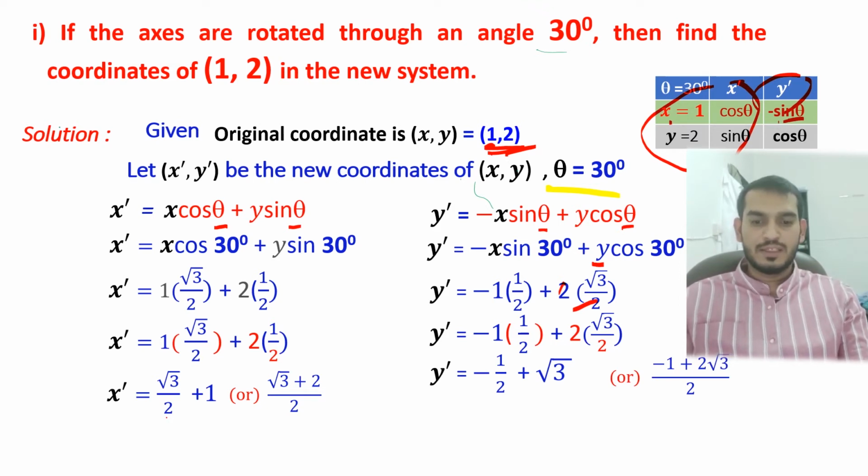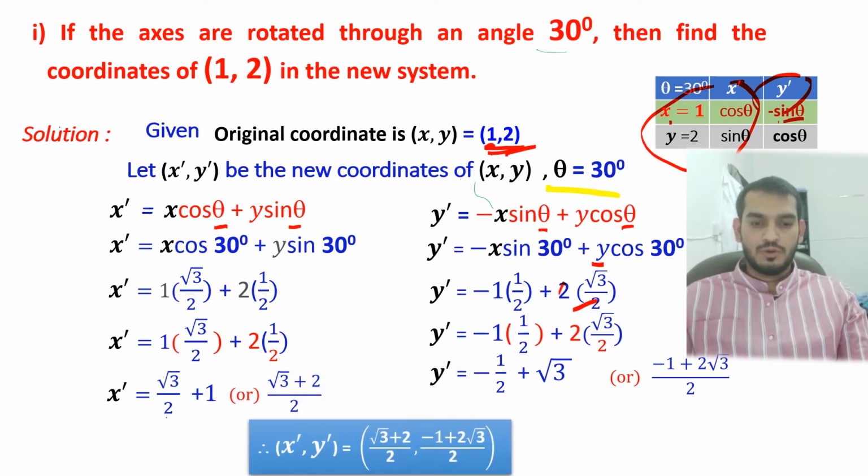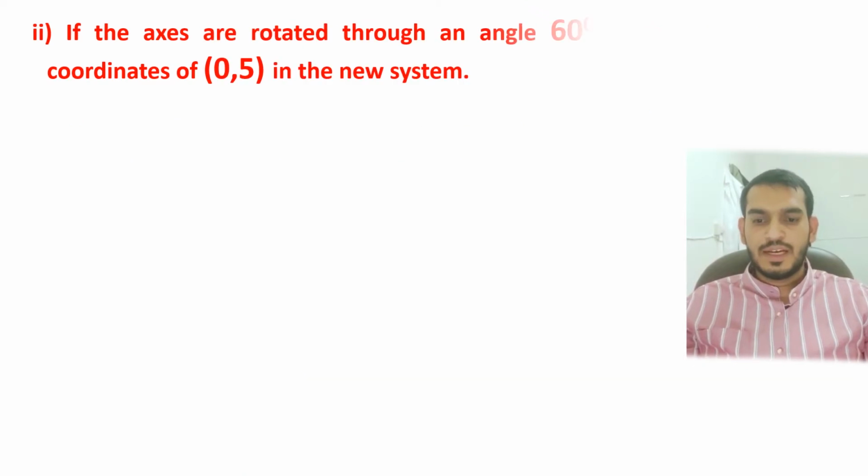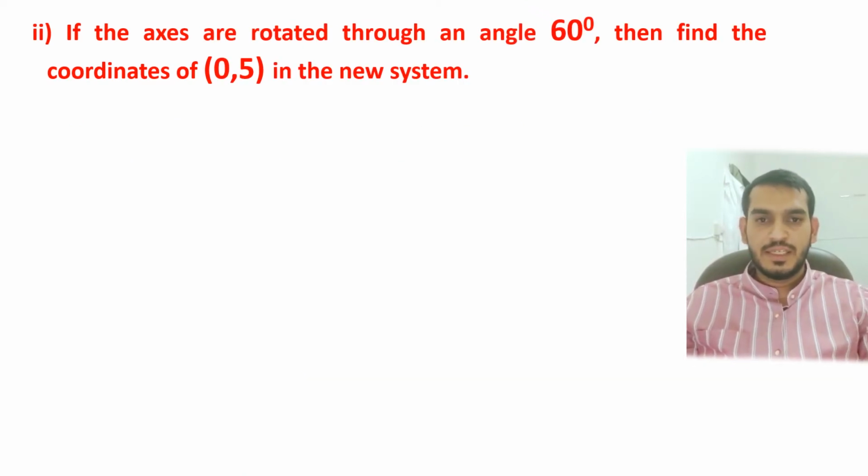Therefore the new coordinates are root 3 plus 2 by 2 and minus 1 plus 2 root 3 by 2. If the axes are rotated through an angle 60 degrees, then find the coordinates of the point 0, 5 in the new system.